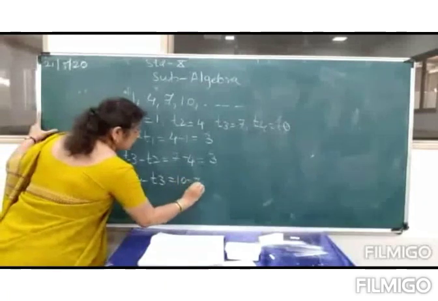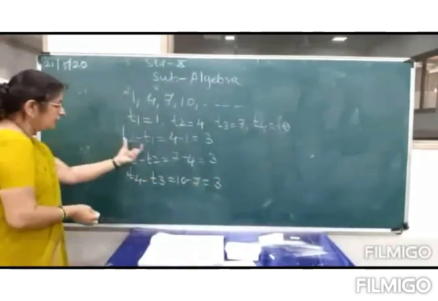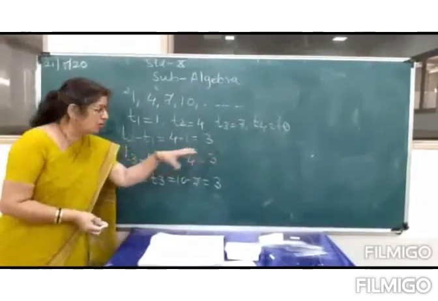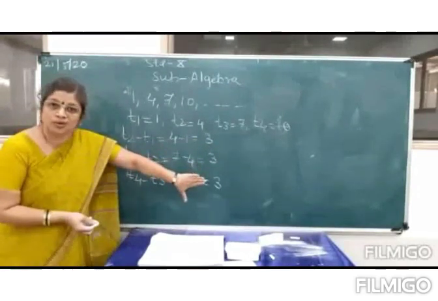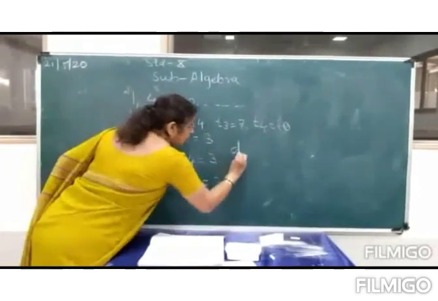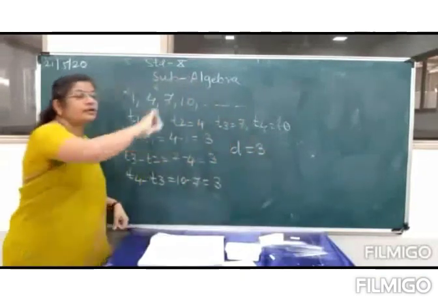10 minus 7, that is 3. Now, if you see, the difference between the 2 consecutive terms is constant. That means the value of D is constant, that is 3.